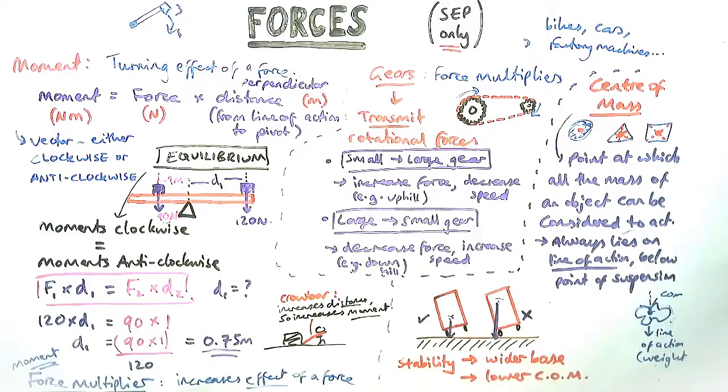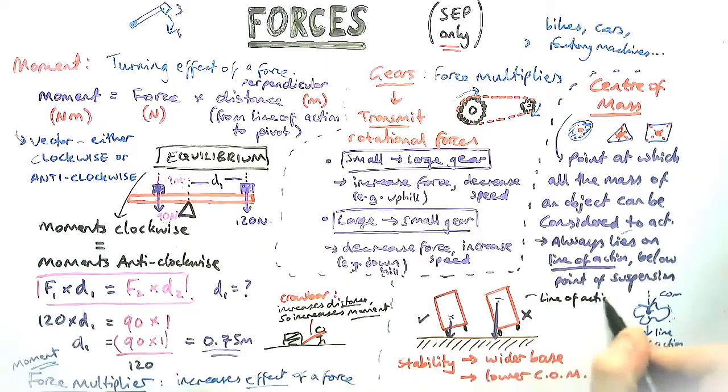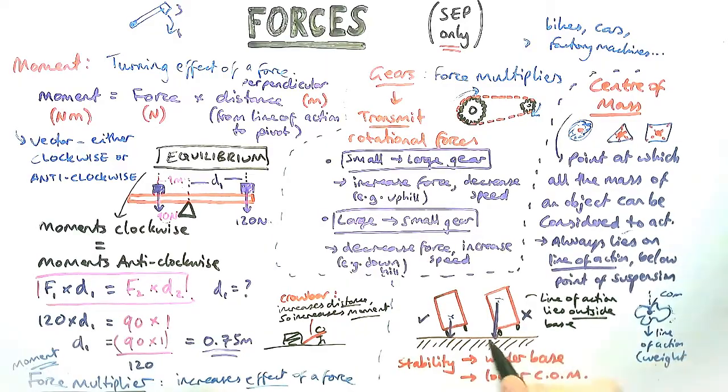With a high center of mass, lots of passengers on the top, the line of action is outside the base. So therefore, it will become unstable. Now, how we describe this is we say the line of action lies outside the base, so there is a resultant moment. Really good phrase to use if you're talking about things turning, a resultant moment.